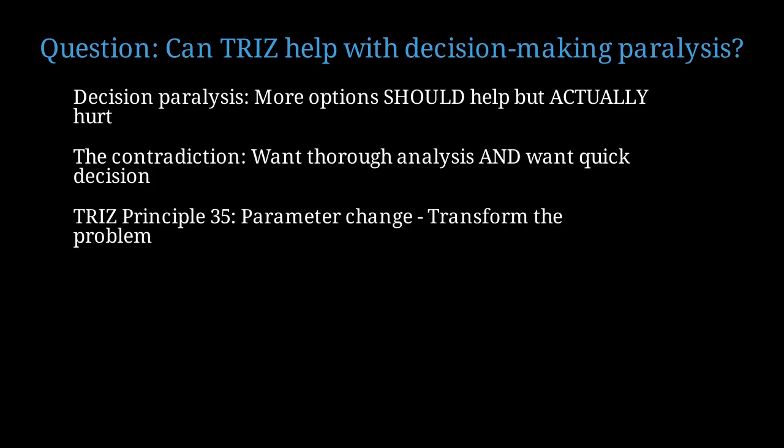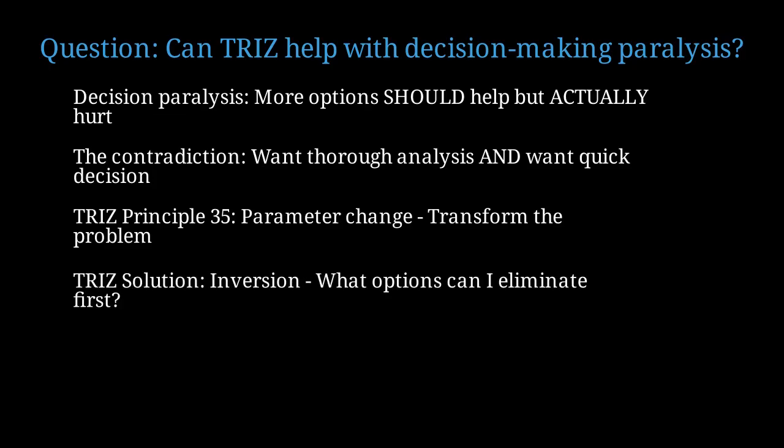Apply Principle 35, parameter change. Transform the physical or chemical state. In cognition, this means transforming the decision from choice-based to constraint-based. Change what you're optimizing for. Use inversion thinking. Instead of asking which option is best, ask which options can be definitively eliminated. This reduces the problem space dramatically and breaks the paralysis.